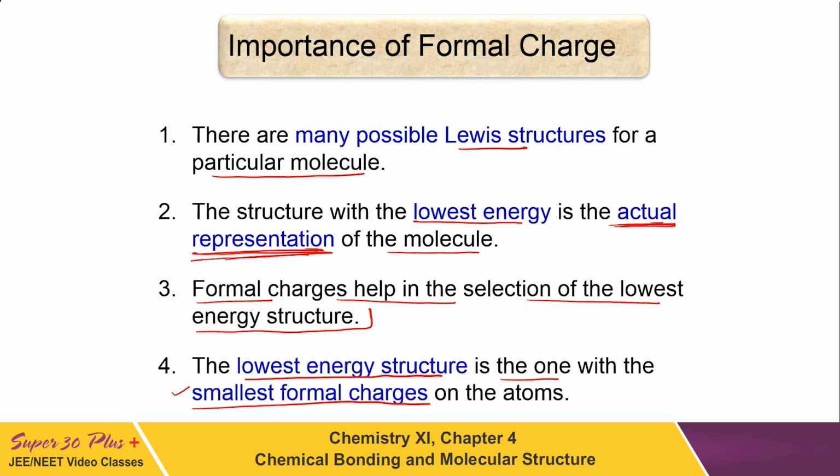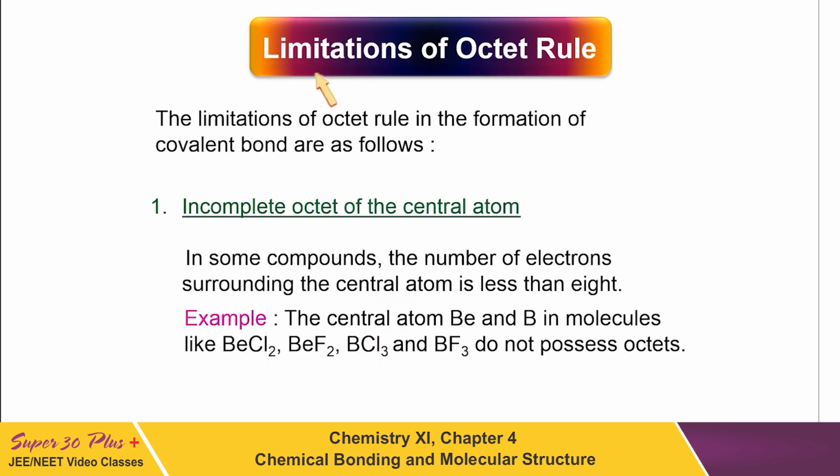Alright. Now we shall discuss the limitations of the octet rule. What are the limitations of the octet rule in formation of covalent bonds? We already studied the octet rule. According to this Lewis dot structure, it should have 8 electrons in the outer shell. Those species which have 8 electrons in the outer shell are said to follow the octet rule. So here are a few exceptions which are important to mention for the octet rule.